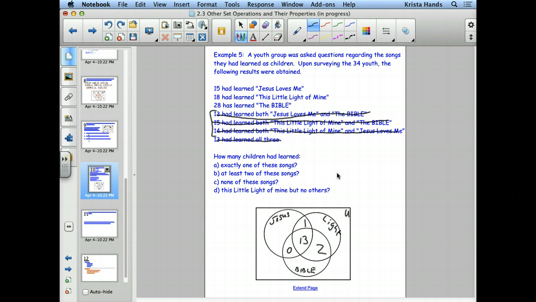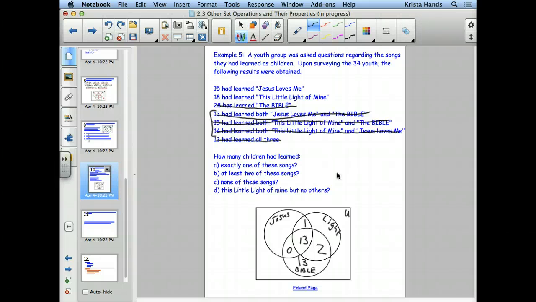Now we can do any of the top 3 pieces, right? So since I'm going bottom up, let's just keep going in that direction. I have 28 learned the B-I-B-L-E. So right now the B-I-B-L-E circle is the bottom circle. I've got 13 and 2. How many are missing? 13. I need 13 more down here on the bottom to add up to that 28.